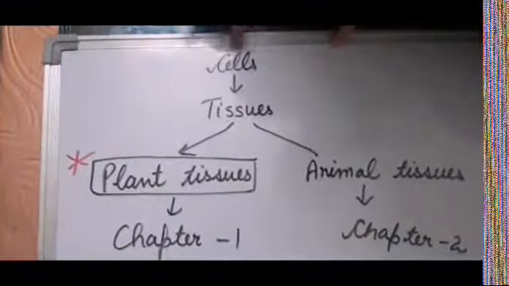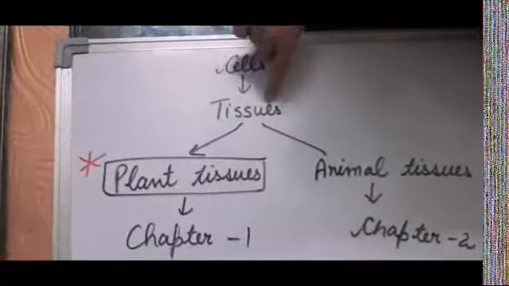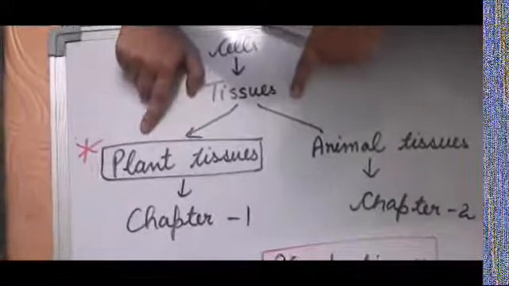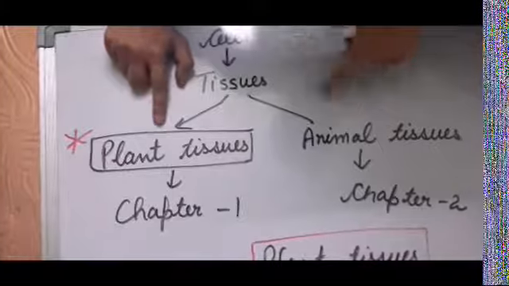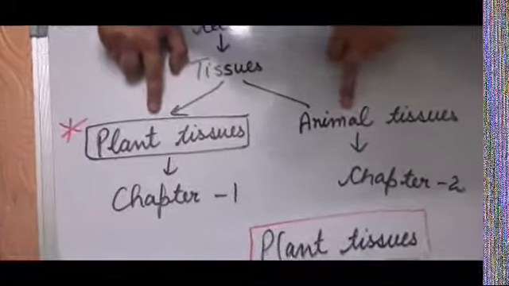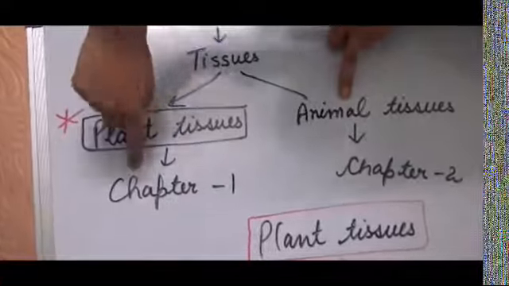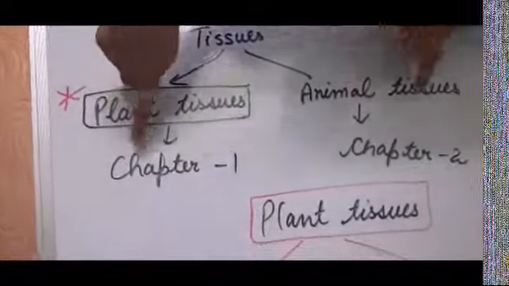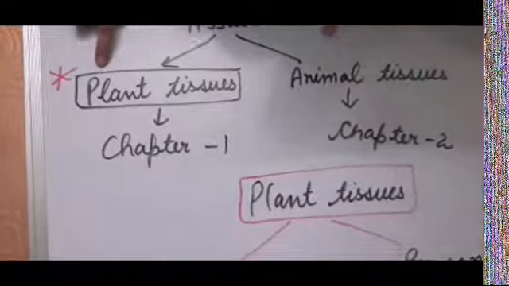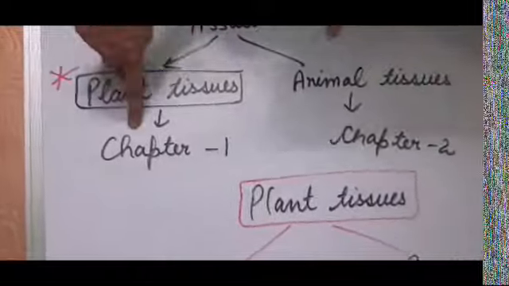Now see here, so many cells, as I already told, make a tissue, and the tissues are of two types, plant tissues and animal tissues. Plants have different types of tissues. We animals, or we human beings, have different types of tissues. Plant tissues is your chapter number 1 and animal tissues is your chapter number 2. In this video, we'll talk about only the plant tissues, means we are discussing chapter number 1.